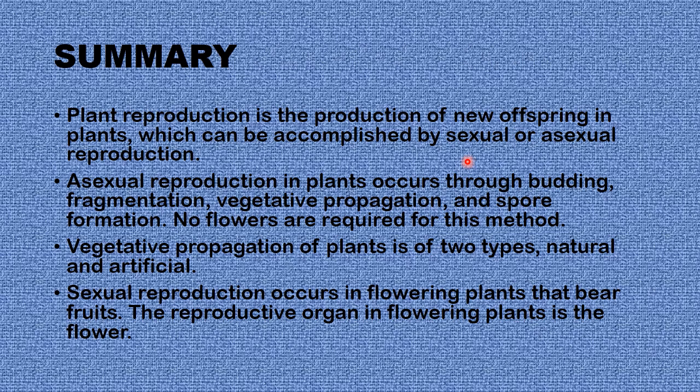So now we've come to the end of today's lesson. Now, to take a quick look at the summary. Plant reproduction is the production of new offspring in plants, which can be accomplished by either sexual or asexual reproduction methods. Asexual reproduction in plants occurs through budding, fragmentation, vegetative propagation, and spore formation. No flowers are required for this method. Vegetative propagation of plants is of two types: natural and artificial vegetative propagation. Whereas in sexual reproduction, flowering plants bear fruits. The reproductive organ in flowering plants is the flower.